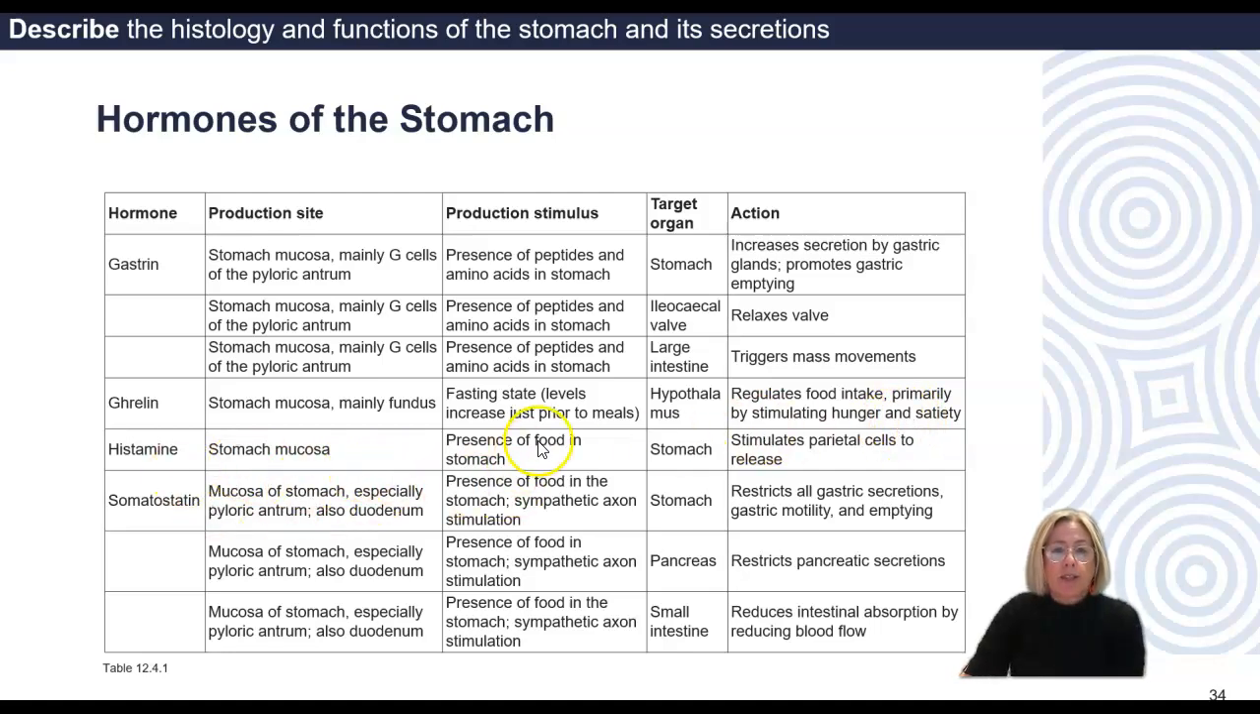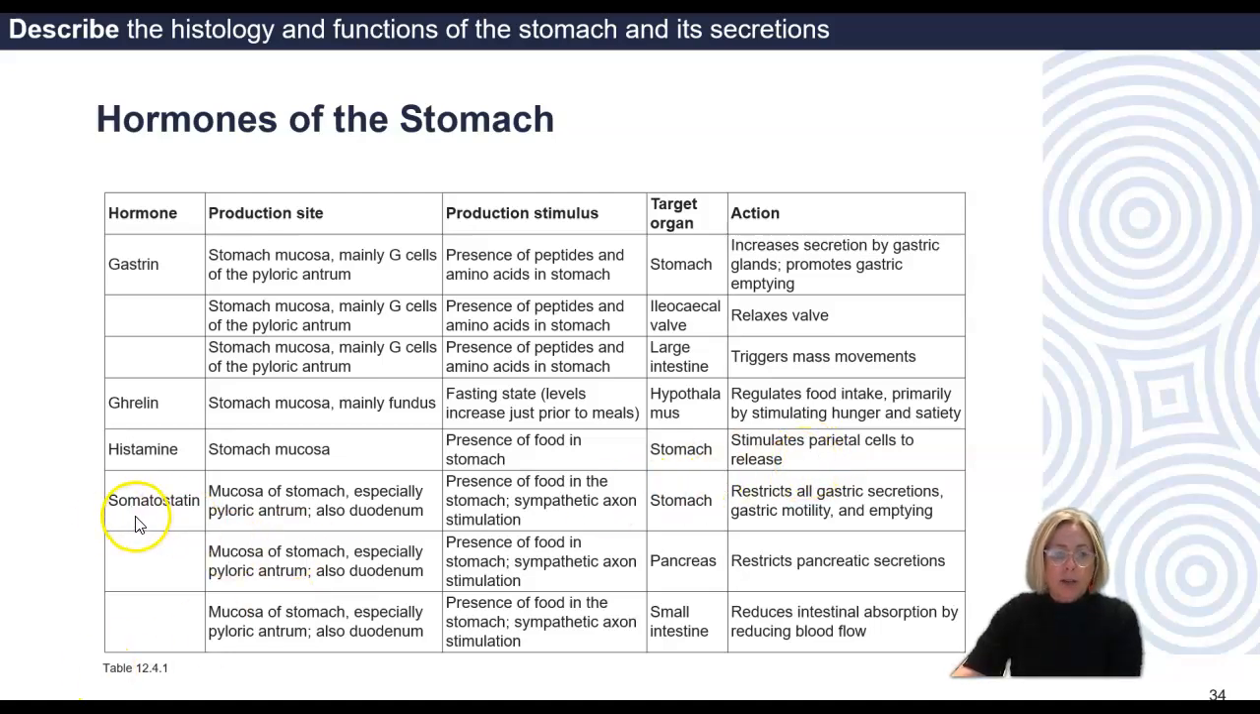Histamine then is stimulated by the presence of food in the stomach. It acts on the stomach, so it's locally acting. It stimulates parietal cells to release hydrochloric acid and also intrinsic factor.